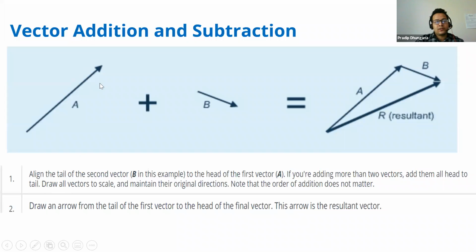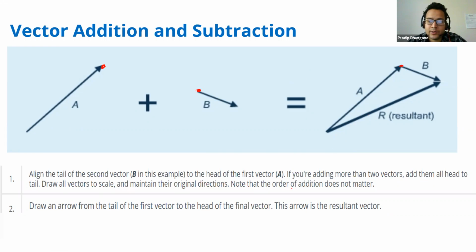So first, let us suppose we have two vectors A and B and we want to add them. First step, align the tail of the second vector B to the head of the first vector A. So we aligned here like that. And if you are adding more than two vectors, then add all of them tail to head, exact same process. Draw all vectors to scale and maintain their original direction. Always make sure to maintain their original direction.